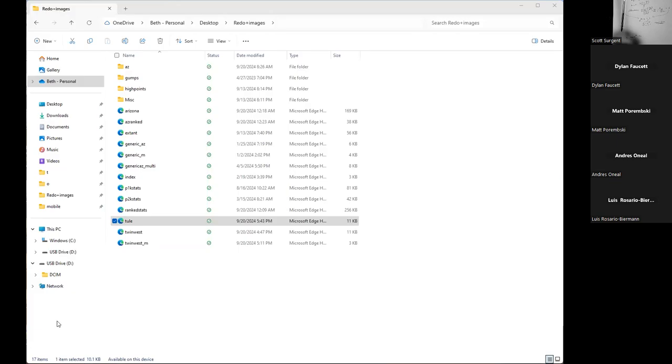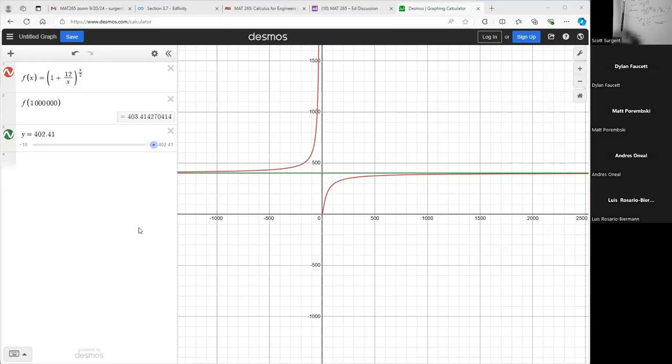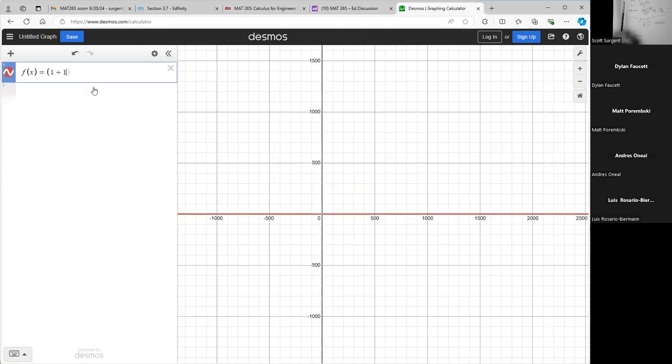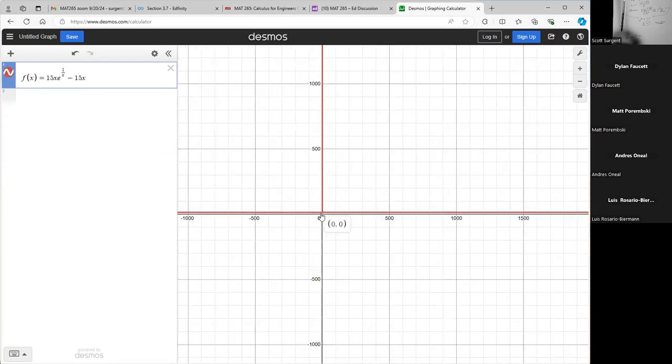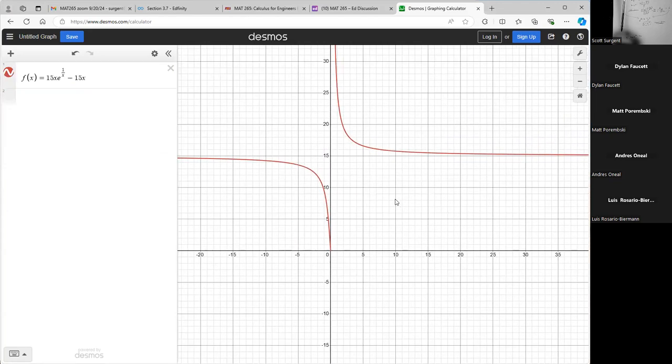No, wrong thing. There it is. Okay. All right, so I'm going to get rid of all this. So I've got 15x e to the 1 over x minus 15x. That's an interesting graph. I'm going to have to zoom in to get a sense. Okay. Now the question is asking us as x goes to infinity, and you can clearly see, I think you might even estimate the answer is probably 15.